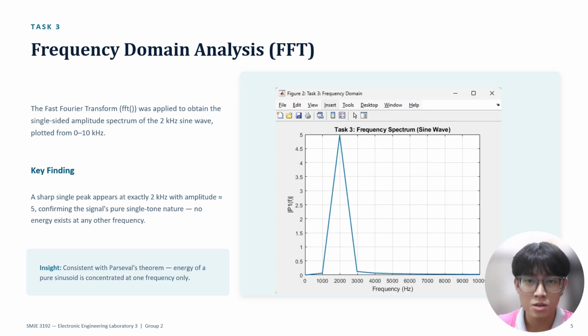For task 3, we applied the fast Fourier transform to shift our perspective into the frequency domain. The result is exactly what theory predicts. A pure sine wave produces a single sharp impulse at exactly 2 kHz with an amplitude near 5, and absolute silence everywhere else. This firmly confirms that our signal is a single-tone sinusoid, with all of its energy concentrated at one single frequency.